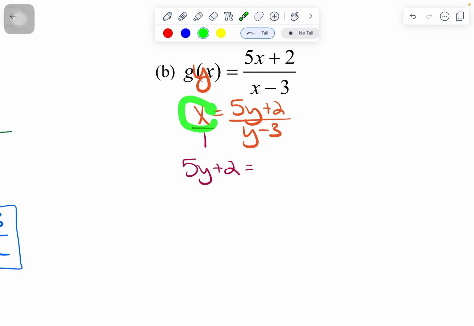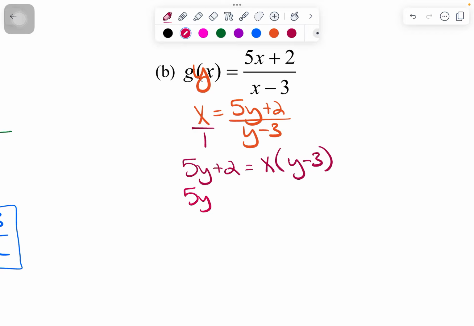The other cross is going to be to take x times y minus 3. So if you can do that in your head, awesome. I'm going to go ahead and just write out x times y minus 3 using the parentheses, because this is my little note to self that I am going to need to distribute. All right, so x times y becomes my xy, and then x times negative 3 is minus 3x. All right, so no more fraction, not bad.